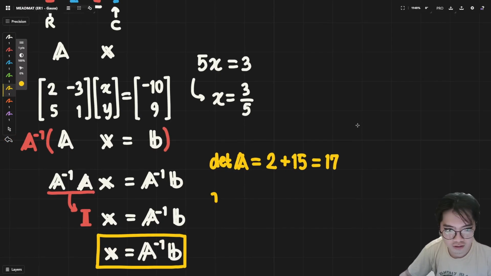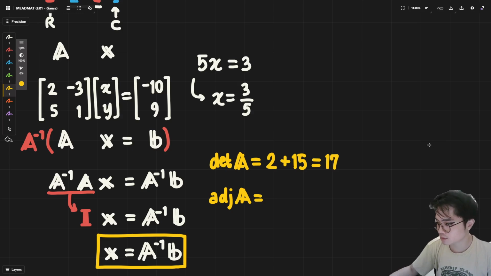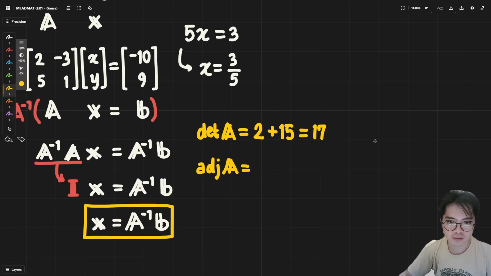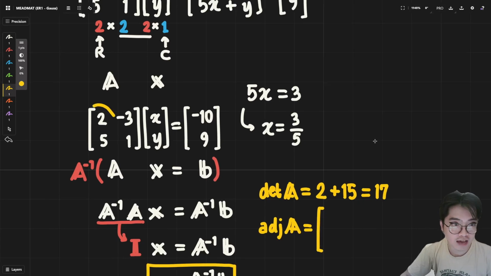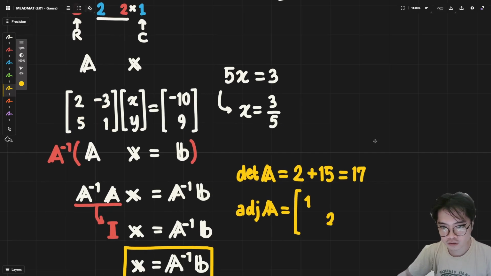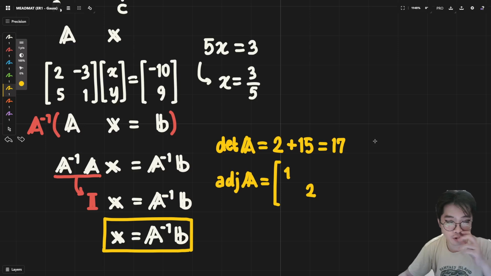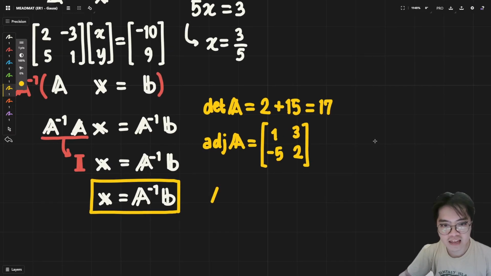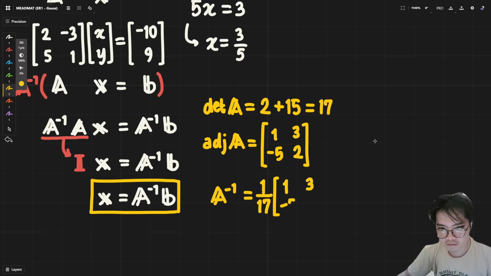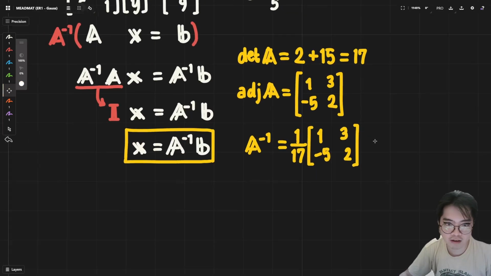Let's try and find the adjoint now. And if you remember from last video, there is a pattern. What is the pattern in here? You're just going to switch the values of your main diagonal, 1 and 2, and then you're going to apply negative signs to both of the other elements. So in this case, this will be 3, this is negative 5. And so the inverse of A will now be, you divide everything by 17, we will have 3, negative 5, and 2. We will now have basically this.